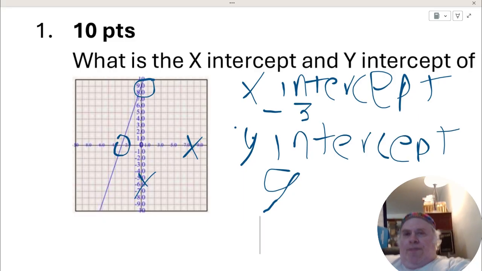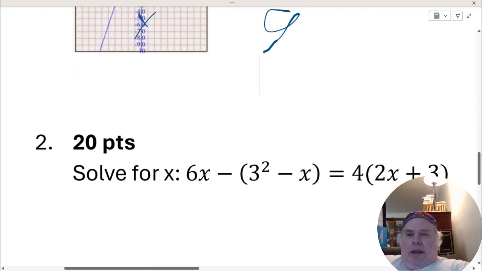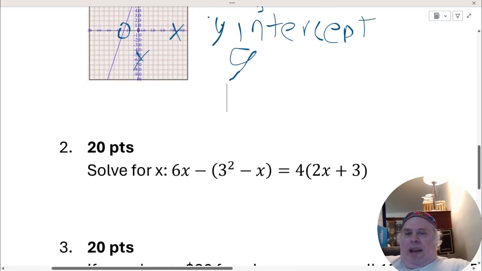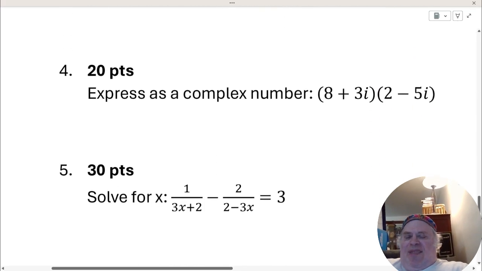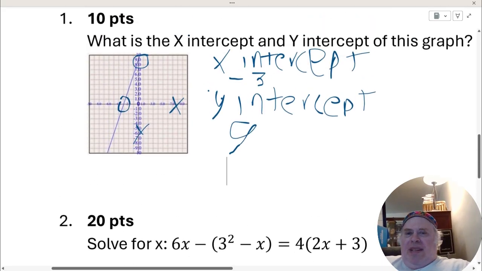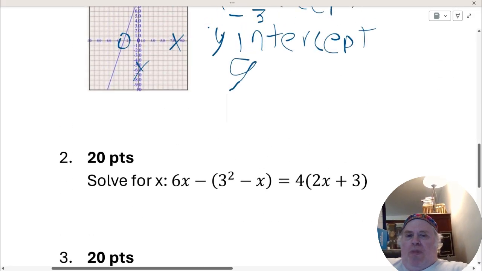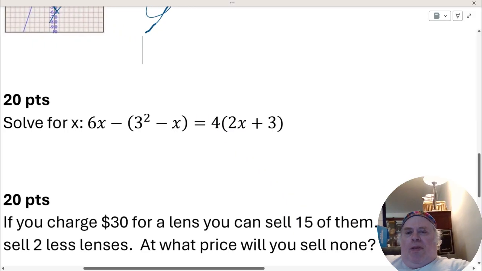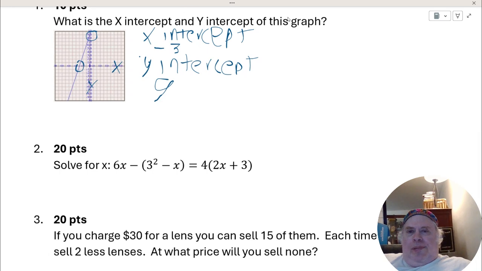Now, the next question I'm going to focus on is question 2. There are 5 questions. The first question is 10 points, 2, 3, and 4 are 20 points, and 5 is going to be 30 points. So I'm going to focus on how we solve for x, this little piece of algebra here.